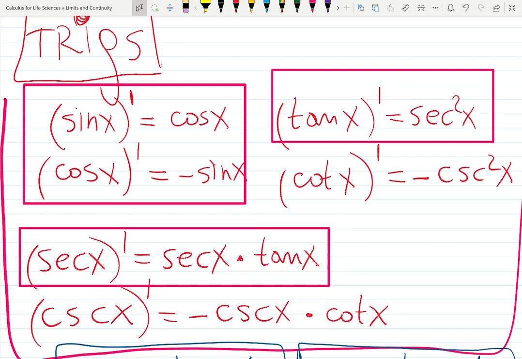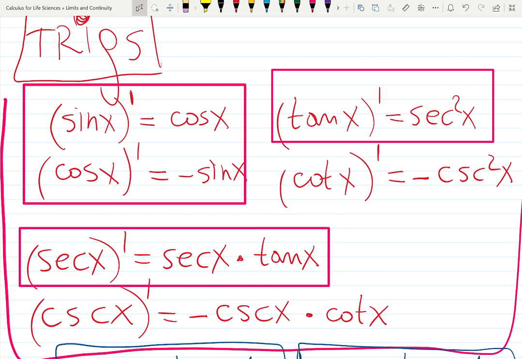You will have to memorize them all. I know it's a struggle, but the most popular are the ones I put in the boxes. This is the one we like to test. The other ones are additional, but at least you need to know sine, cosine, tangent, and secant. Cosecant and cotangent are actually not very popular. But you need to know these four.